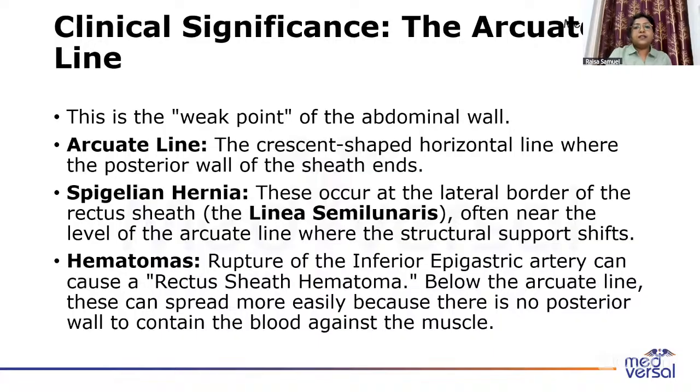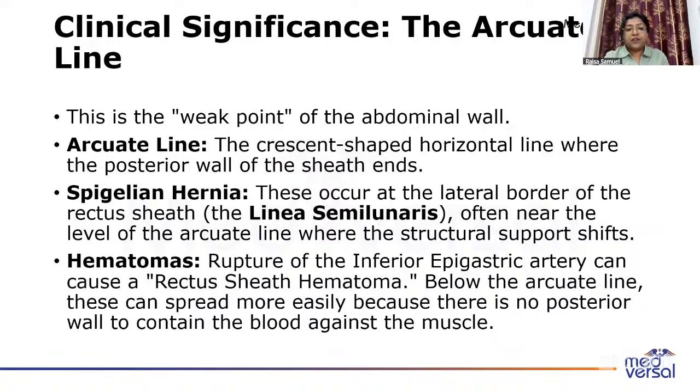What is the clinical significance of the arcuate line? So this is the weak point of the abdominal wall. The arcuate line is a crescent-shaped horizontal line where the posterior wall of the sheath ends. So why is this significant? There is something called a Spigelian hernia. It is a hernia that forms at the lateral border of the rectus sheath. So at the lateral part of the rectus sheath, if the arcuate line is weak, then the contents will herniate near the level of the arcuate line where the structural support shifts. So there it can form a hernia.